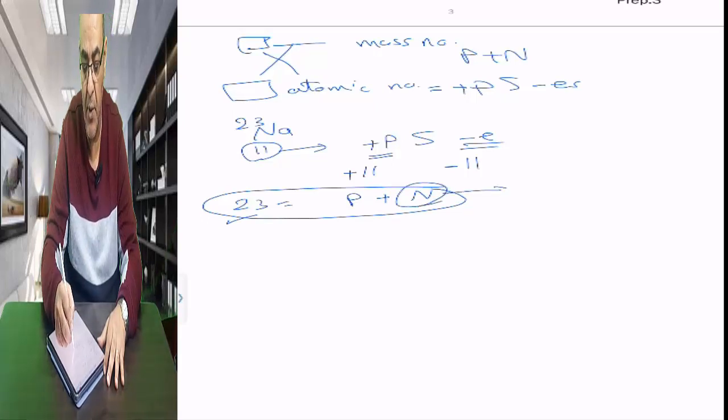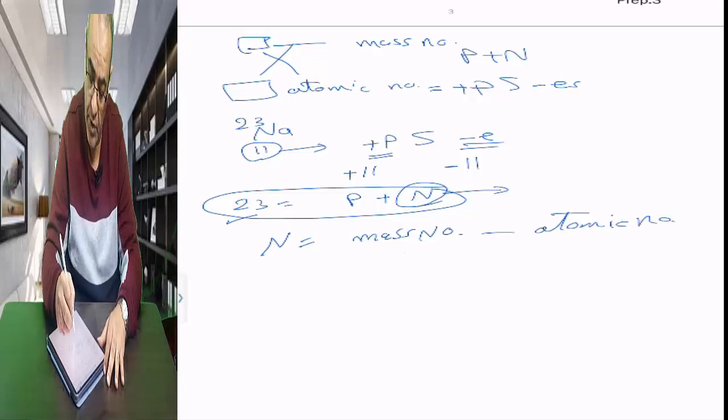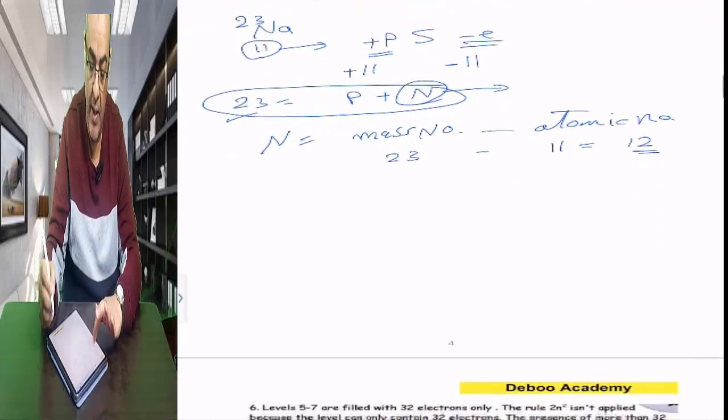So what about the number of neutrons? The number of neutrons equals mass number minus atomic number. For sodium, it will be 23 minus 11. It will be 12 neutrons.